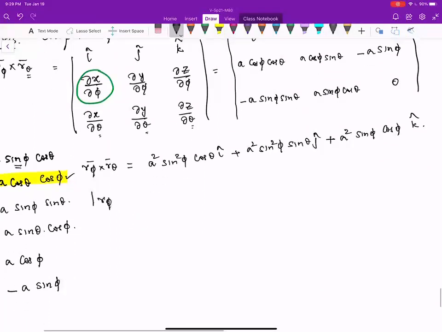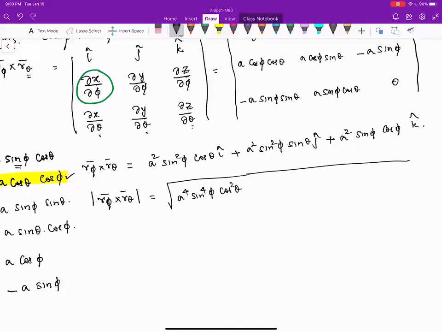So when you do length of this vector, which means it's square root of x component square, y component square, and so on. So it's a to the power 4 sine to the power 4 phi cosine square theta plus a to the power 4 sine to the power 4 phi sine square theta plus a to the power 4 sine square theta sine square phi cosine square phi.